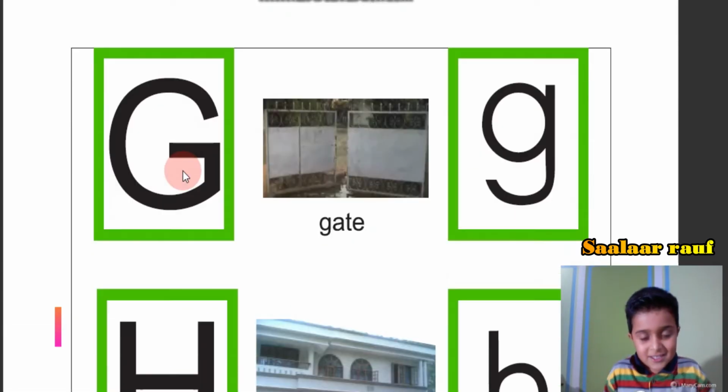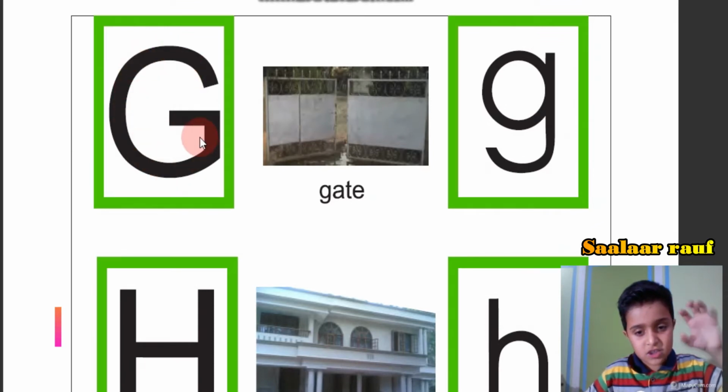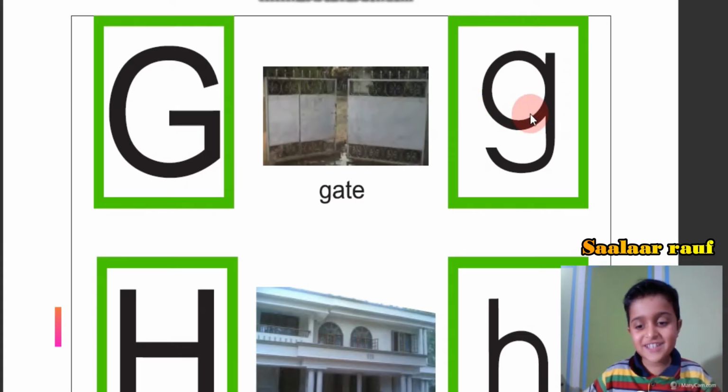Now we are going on. What is this? G. This is capital or small? Capital G. And this is small G. Small letter. This G is capital G. G for?